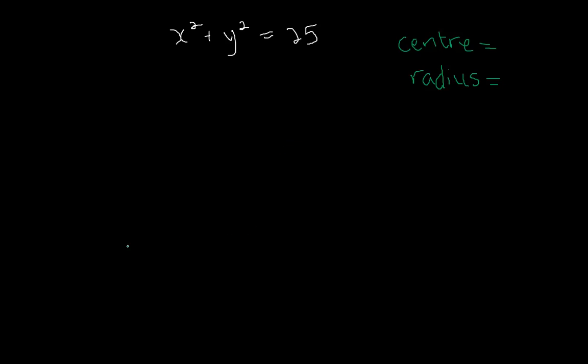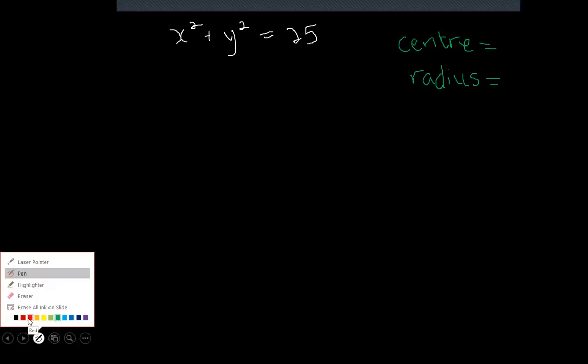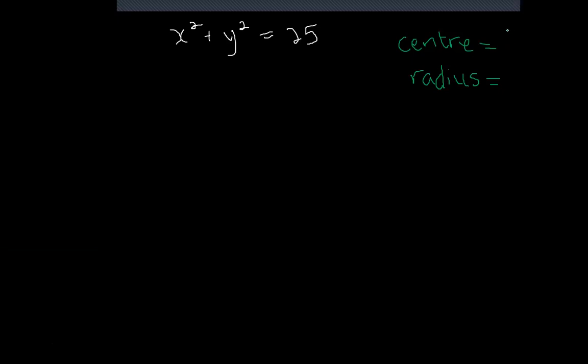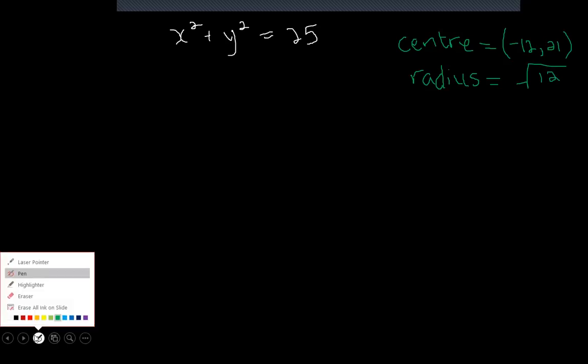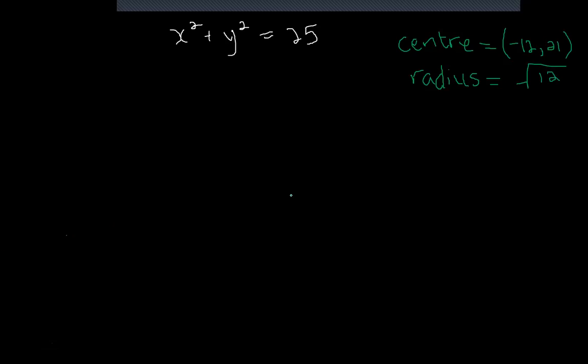Anybody finish? Yes, miss. Okay, you're gonna tell me your answers. For h, I got negative 12. For y, positive 21. And for the radius, I had square root of 12. Square root of 12. Okay. Anybody else have these answers?